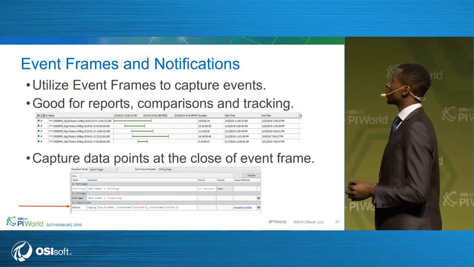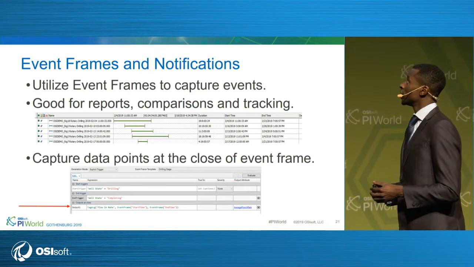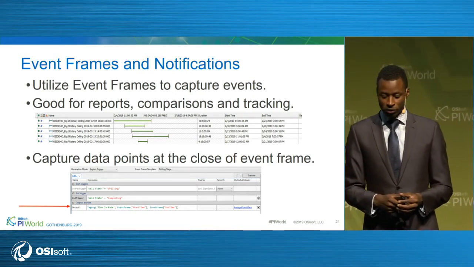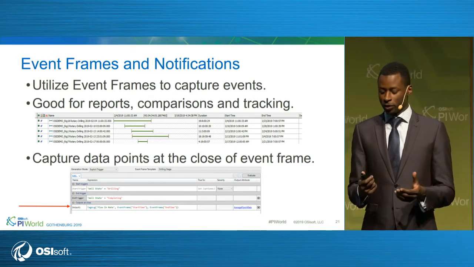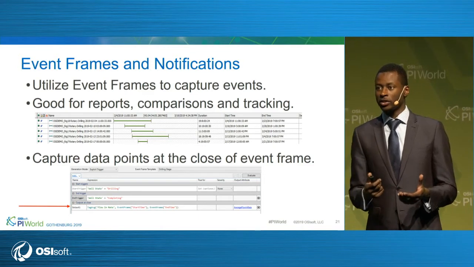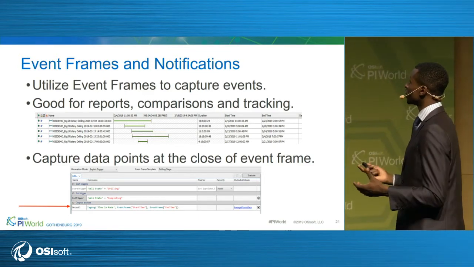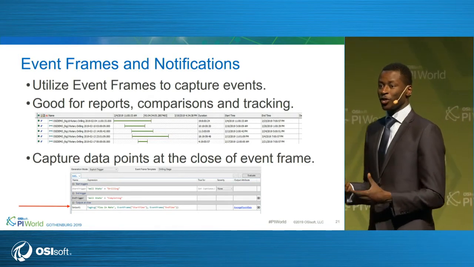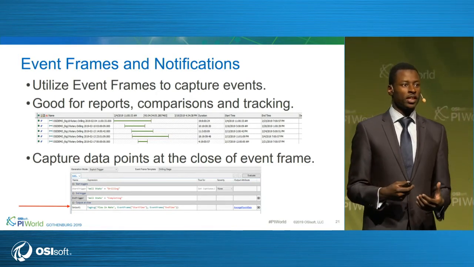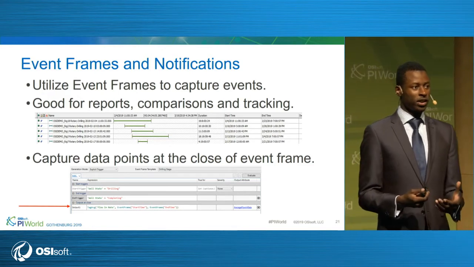And we also have an output at close, which is really just going to write out a value which we want to see once the event frame closes. So in this case, it is the tag average for the flow rate. Over the period of the event frame, we want to see that written as a value once the event frame closes.